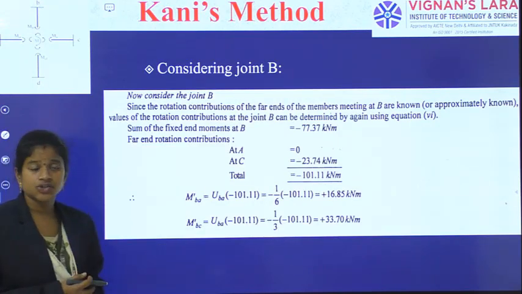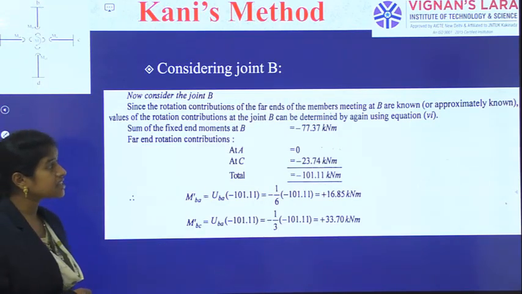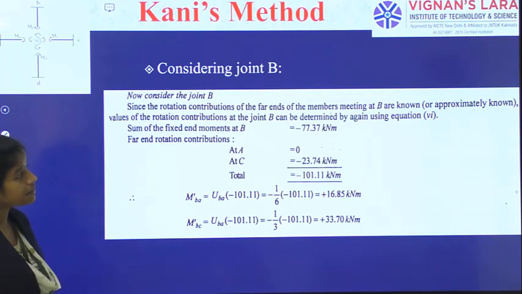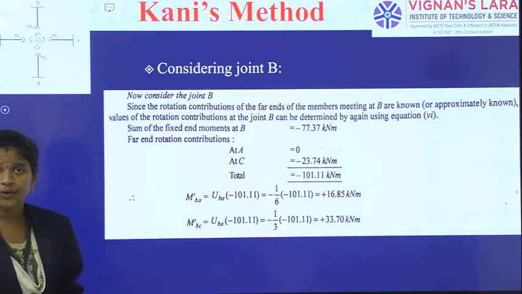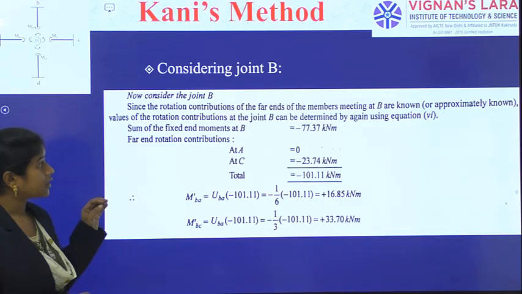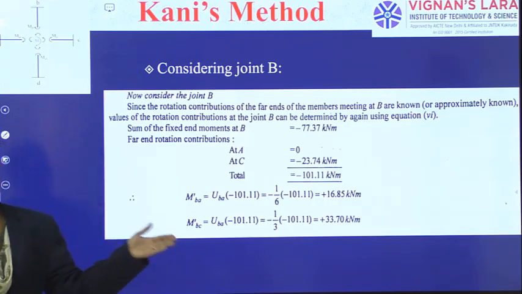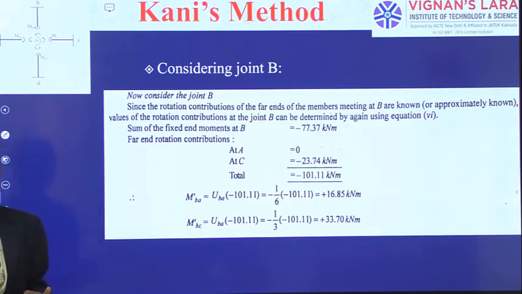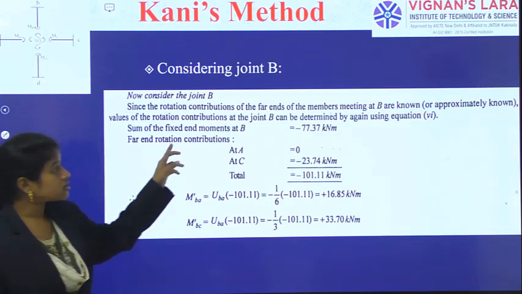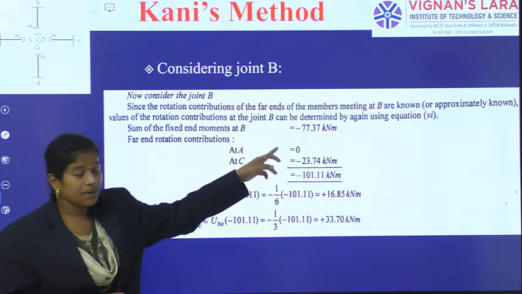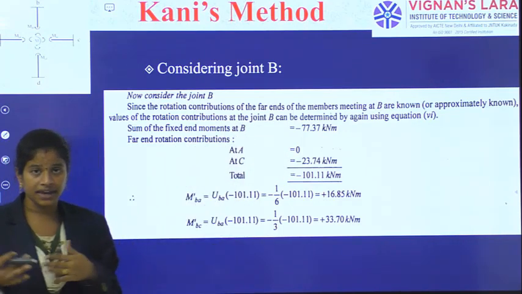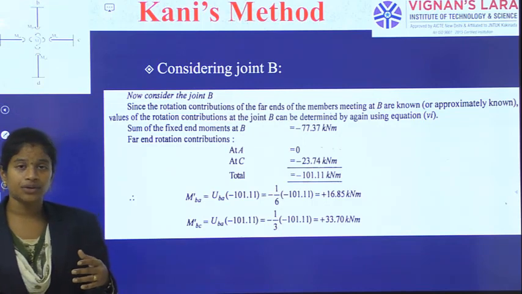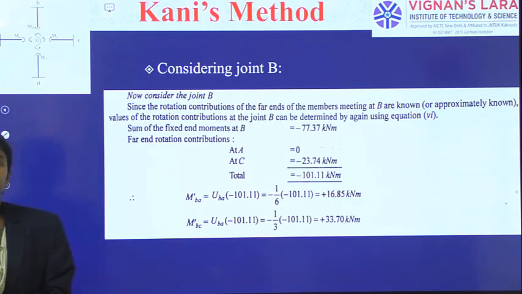Now considering joint B, what is happening? Since the rotation contributions of the far end members meeting at B are still unknown, they are simply approximate only, just a rough approximation we know. So the values of the contribution at joint B can be determined using the equation again. So again some more correction I am doing. So what are the corrections I can do?